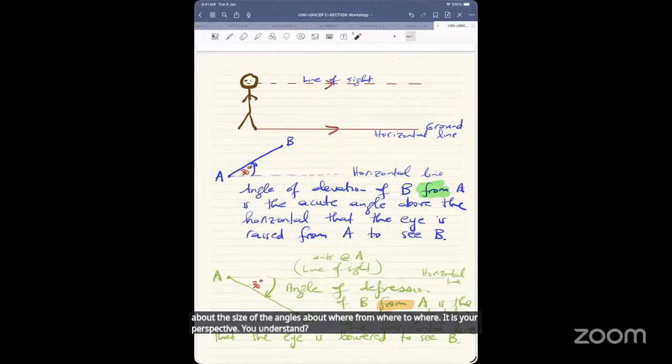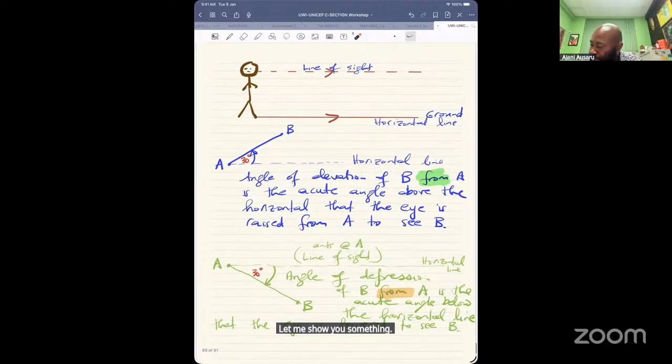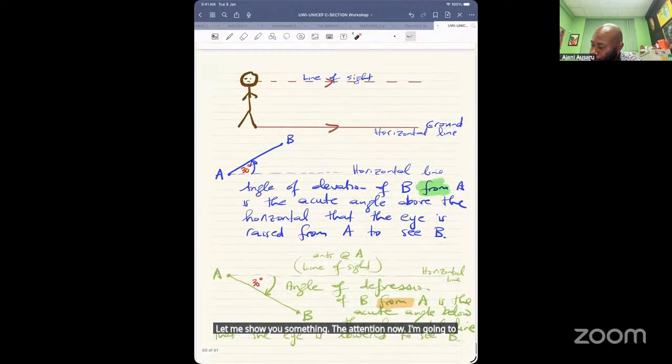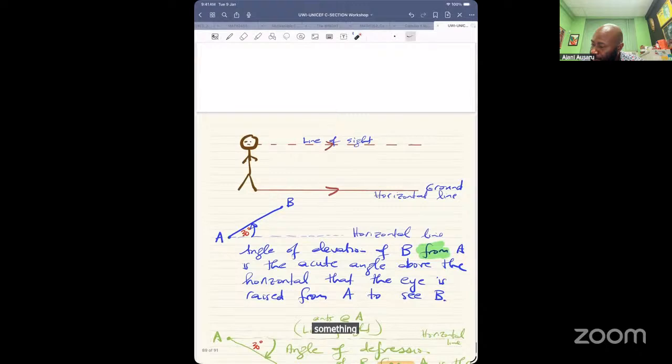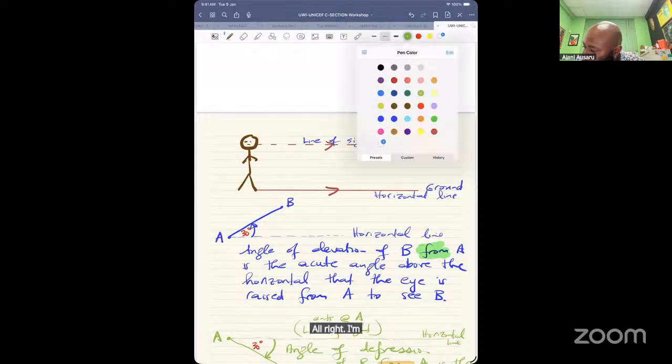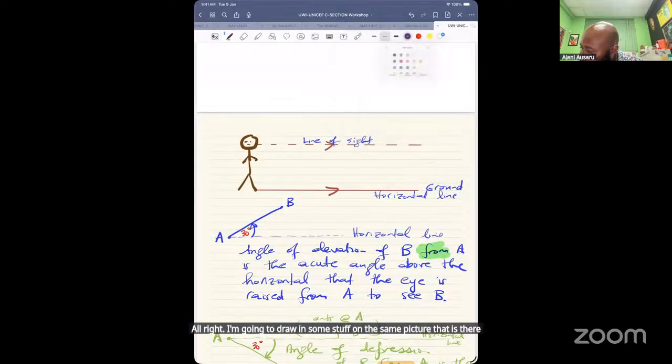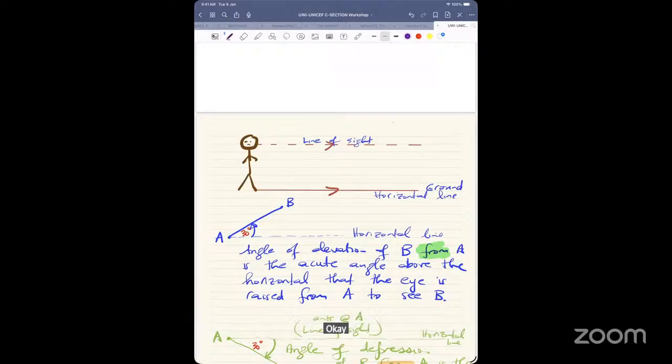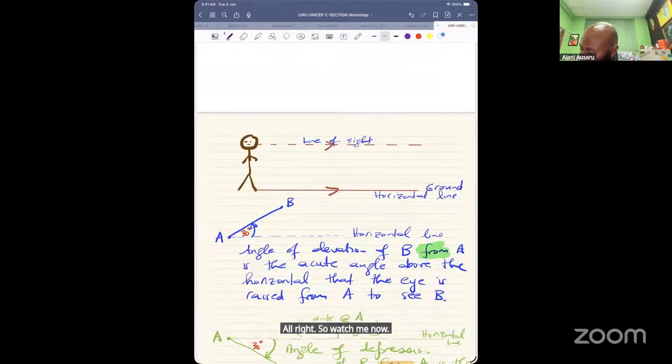Yes, sir. Let me show you something. Pay attention now. I'm going to use this picture that's already there. I don't have to change anything. I'm going to draw some stuff on the same picture. Let me use purple. Watch me carefully now. I'm going to draw a transversal there. And this is A. I'm going to call this A and call that B.